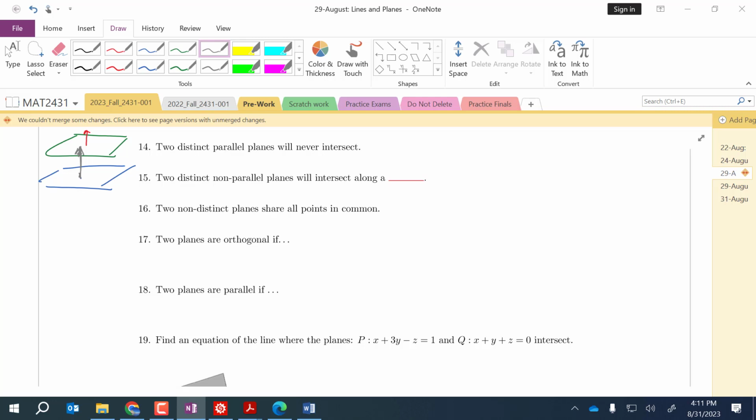Okay? So, in fact, we're going to start talking about the angles between planes, and the way we're going to do that is talk about the angles between the normal vectors. That's what we'll do down at the bottom of this. Two distinct non-parallel planes will intersect along a what?